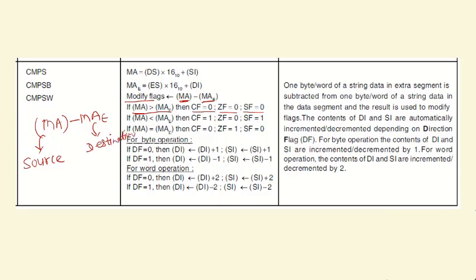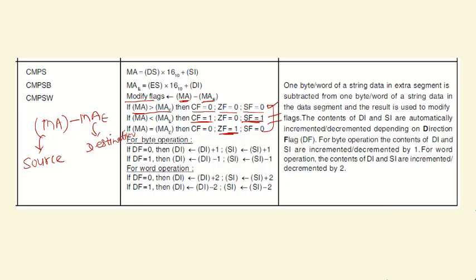Okay, so if the content of MA is greater than ME, then carry flag, zero flag, and sign flag will be 0. And if the content of destination is greater than source, then carry flag and sign flag will be set. And if both are equal, then zero flag will be what? Set. Okay.